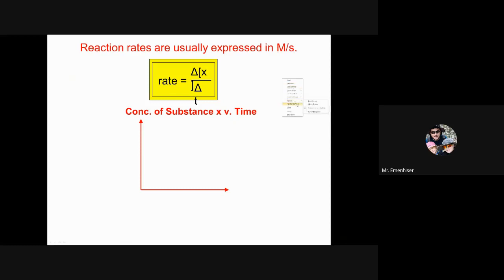Let's write that out so that we all know what that means. Moles per liter per second. That is the unit for rate, and it is the change in the molarity for the substance, let's call it X, divided by the change in time. So how does that concentration change over time?